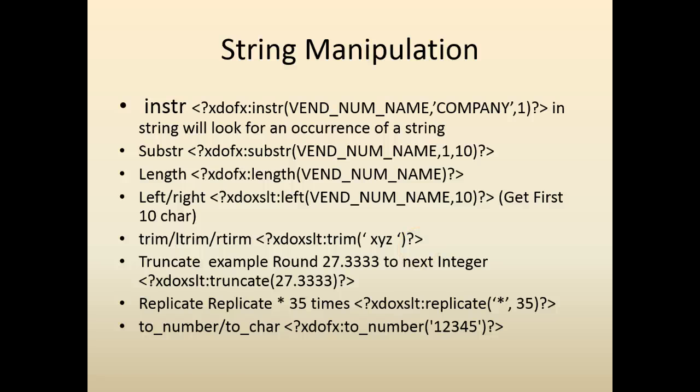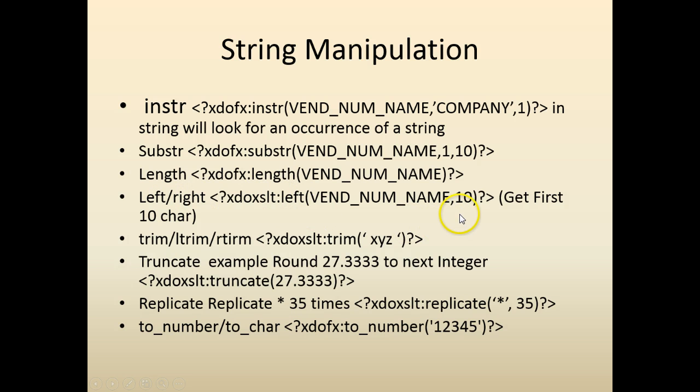Okay, now let's move on to string manipulation. Especially useful. String manipulation functions are in string. The syntax is XDOFX instring, the element name. Then in instring we are going to search for the term company from the first position. There's a substring from position 1 to 10. Here's the length, which will get the length of the value in the element.